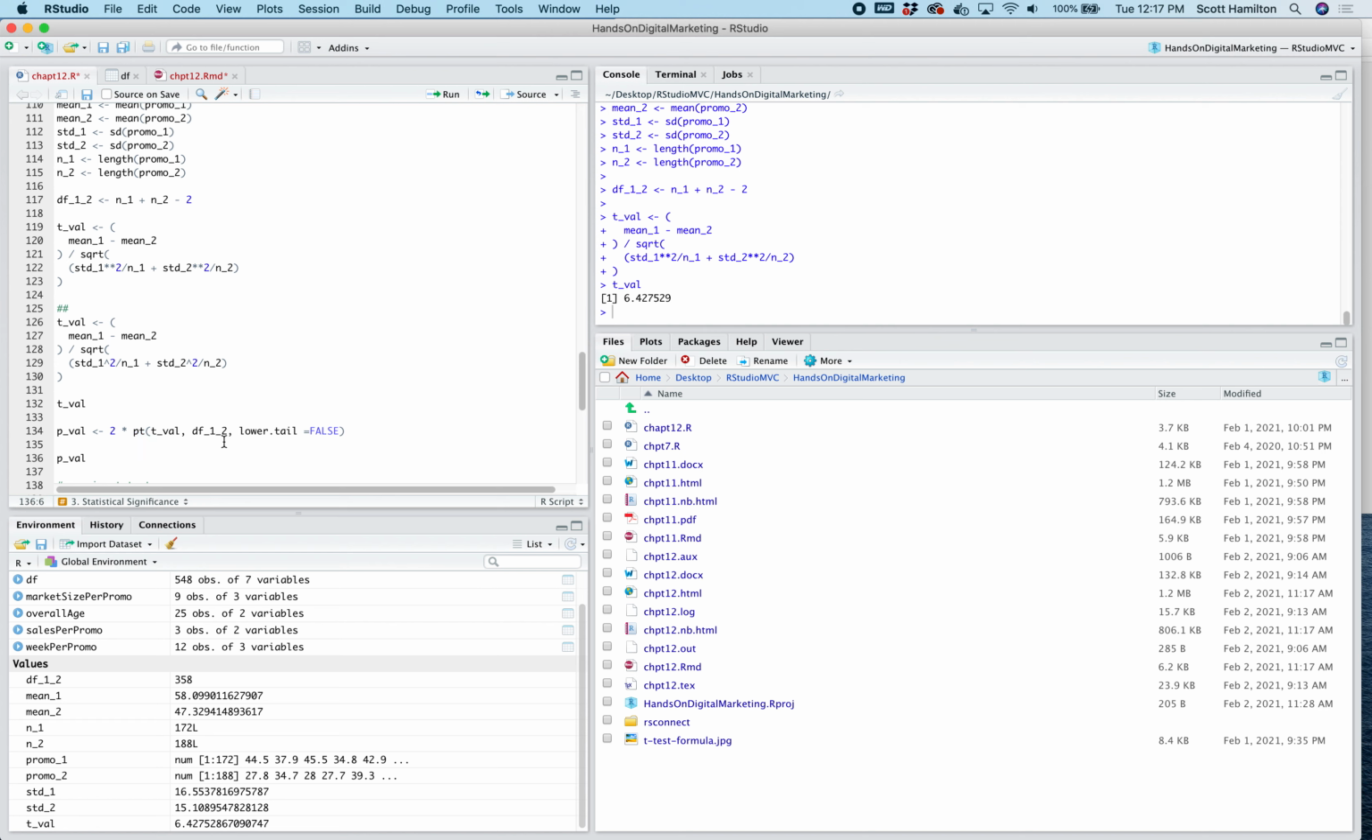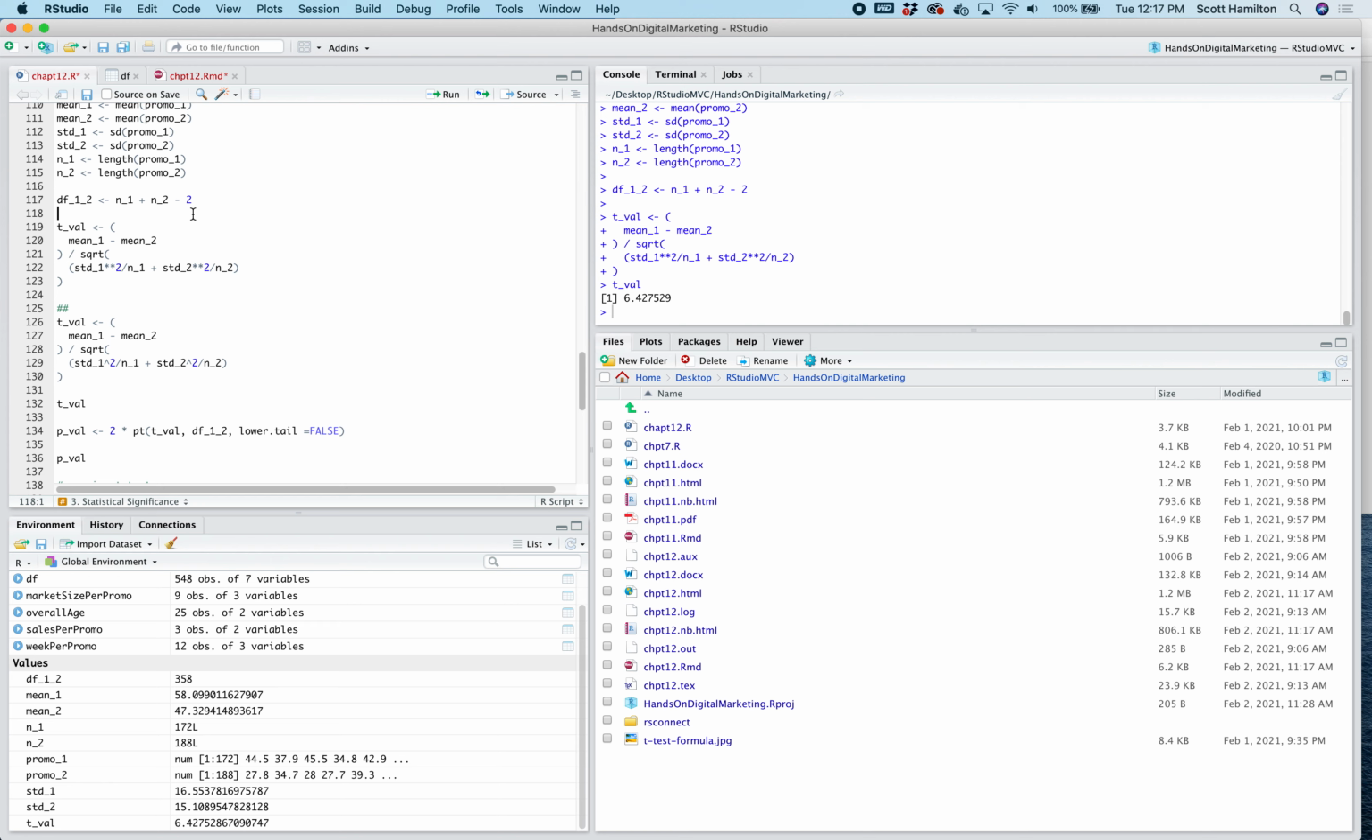And it demands two things. It demands to know the t-value that you've calculated and the degrees of freedom. Now going back up here, the degrees of freedom, which I've already run. The degrees of freedom are your sample size in relation to the population, and it's a way that we control for the differences in the samples.